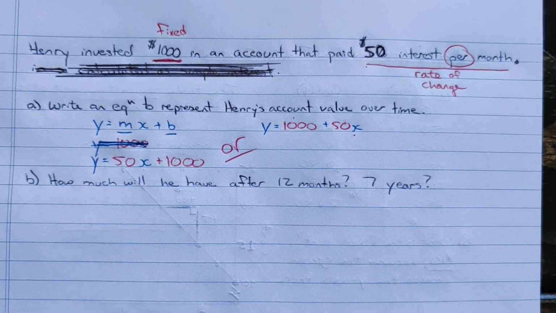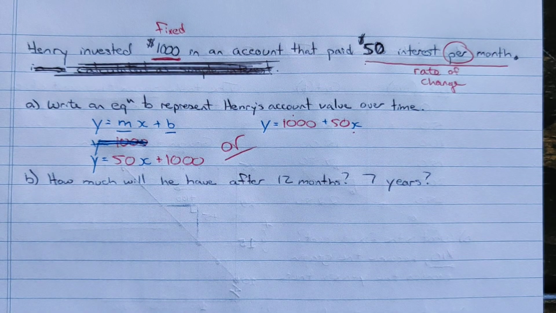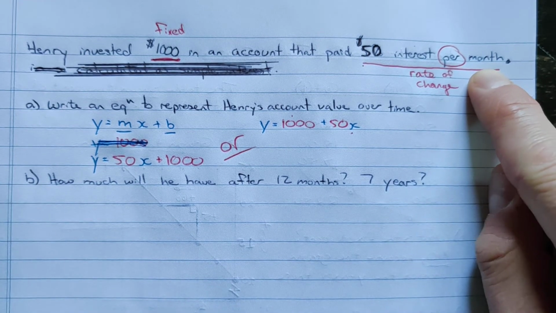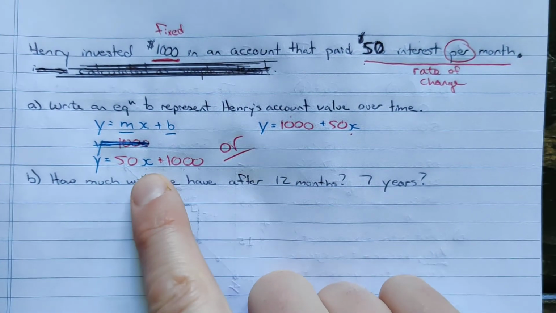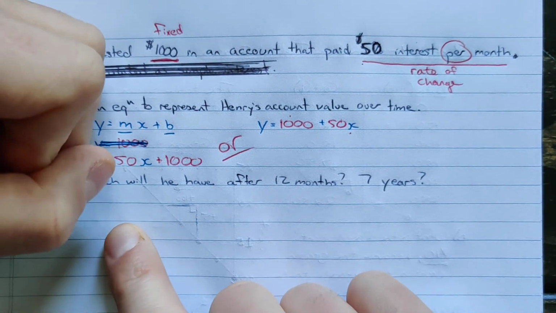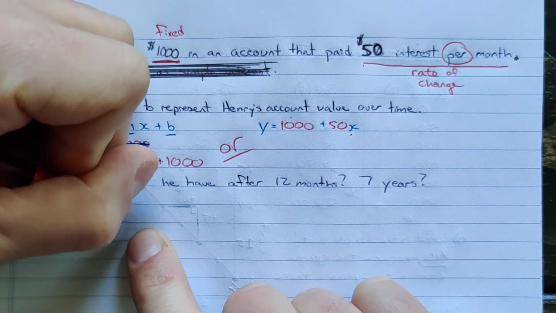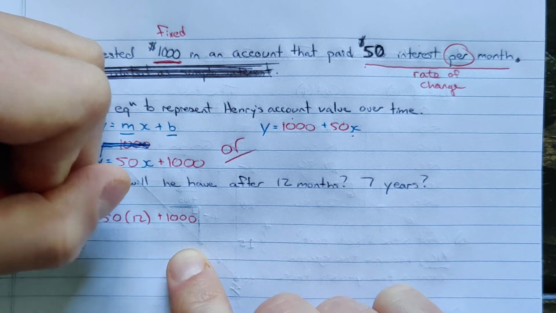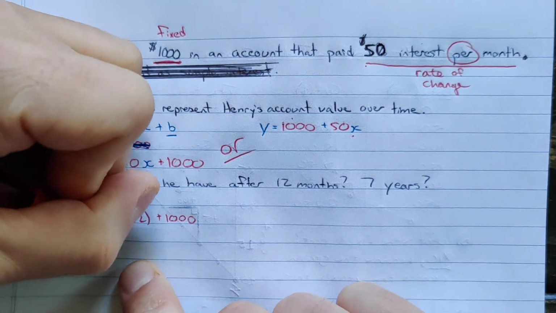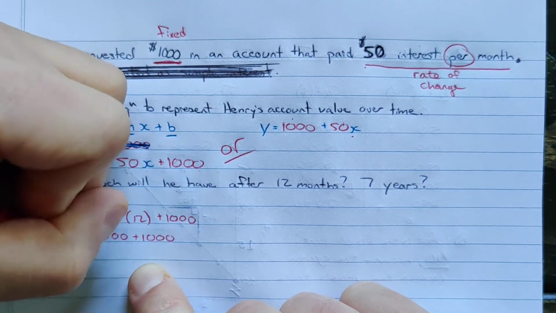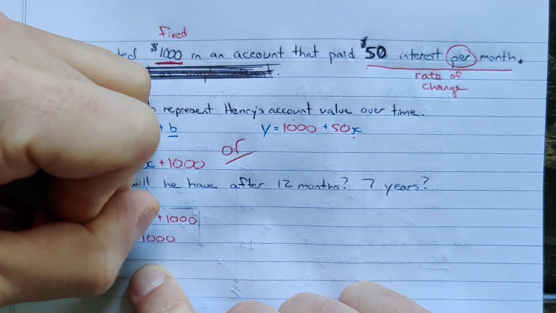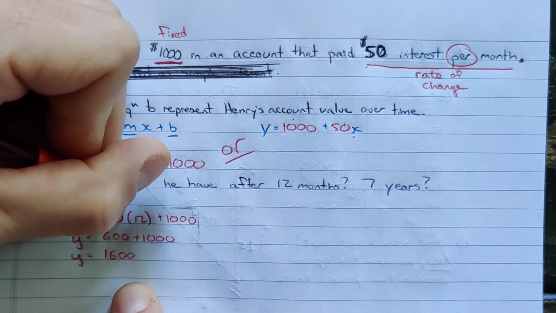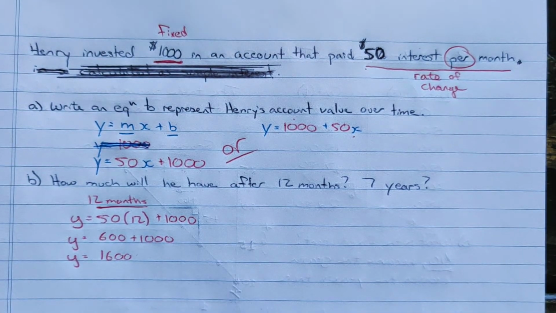All right, and then the last part here, how much will he have after 12 months? How about 7 years? Well, x was the number of months, right? It's $50 per month, so 50 times the number of months. So in the first one here, y equals 50 times 12 plus 1,000. And so if we do 50 times 12, we're going to get 600 plus 1,000, or y equals $1,600. So after 12 months, he's going to get $1,600.